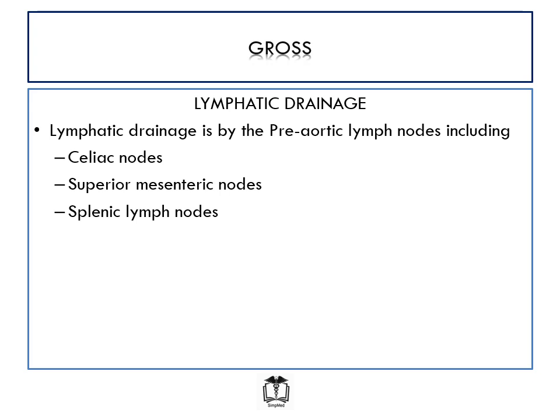The lymphatic drainage of the pancreas is by the pre-aortic lymph nodes, and this includes lymph nodes around the celiac trunk, around the superior mesenteric vessels, and around the splenic vessels. So these are celiac nodes, superior mesenteric lymph nodes, and the splenic lymph nodes.